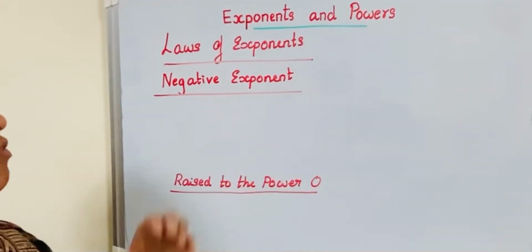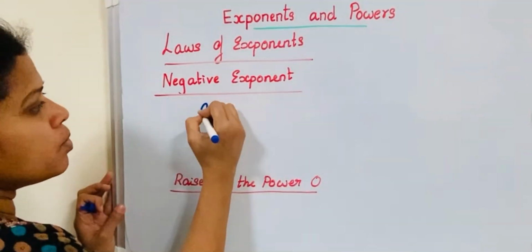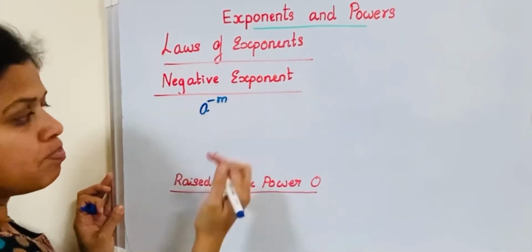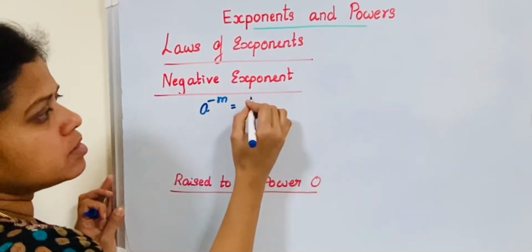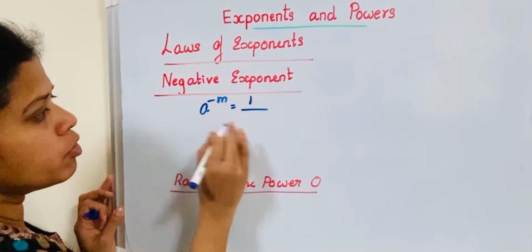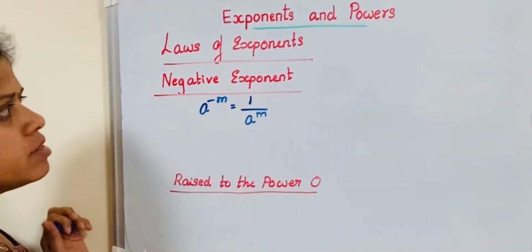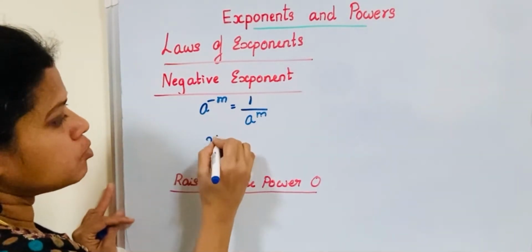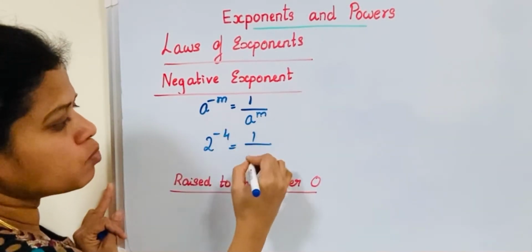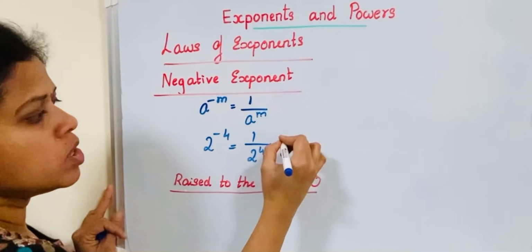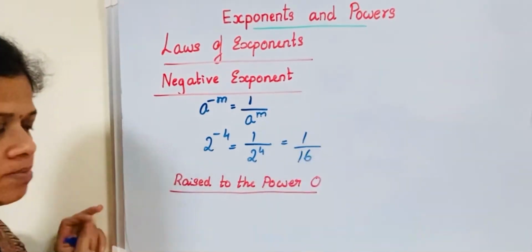Next law, the negative exponent. If it is a negative exponent, then it is moved to the denominator and it becomes positive. So this is the next law. If it is 2 power minus 4, then it is 1 by 2 power plus 4.